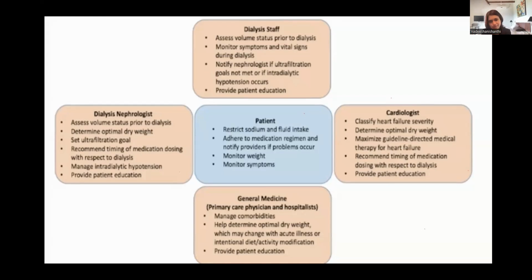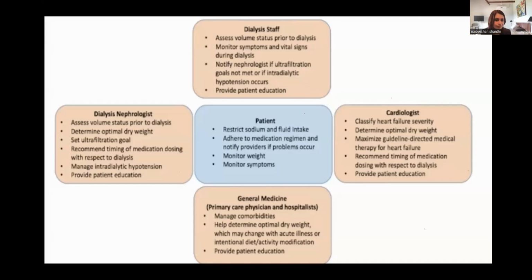That's why I mentioned a gradual reduction in the volume status, with an ultrafiltration rate of like 1 to 1.5 liters per day. We need to gradually reduce the ultrafiltration. And for the patients, we need to advise to avoid sodium, avoid excess fluid intake, adhere to the medication regimen, and monitor weight.